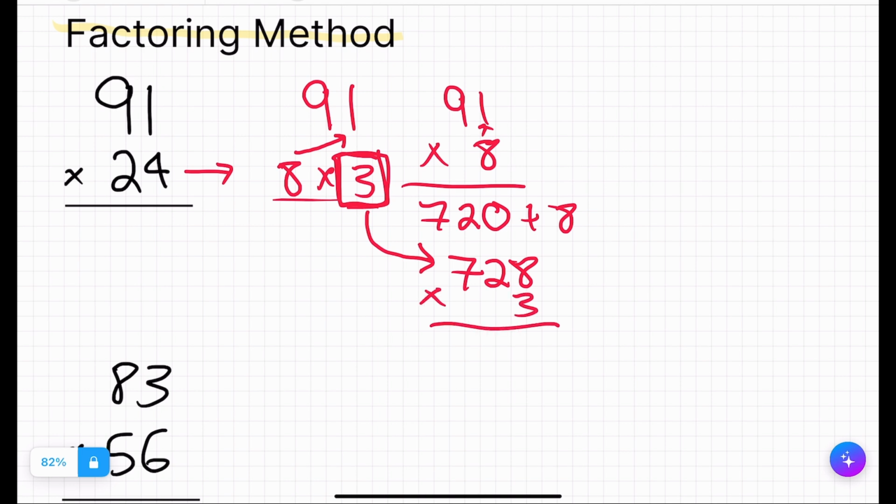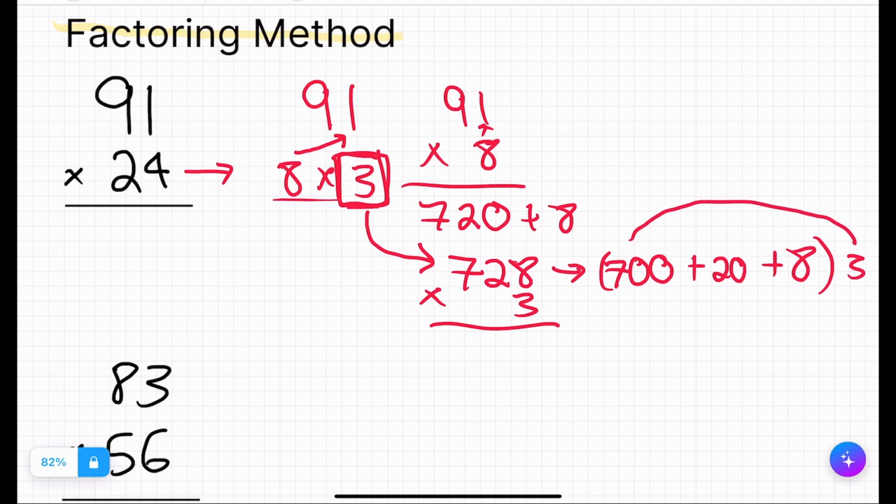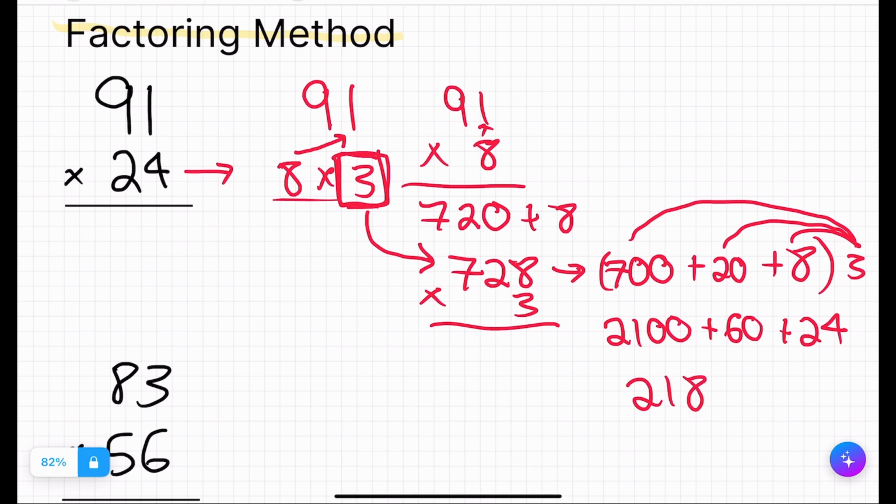Okay, first we'll break this down. We're going to break this down to 700 plus 20 plus 8, and we're going to multiply all those numbers by 3. We're going to multiply 700 by 3 first. Well, 7 times 3 is 21, and we have 2 zeros. Okay, 3 times 20. 3 times 2 is 6, and we have a 0. And finally, 8 times 3 is 24. Now we need to add these numbers together. So 24 plus 60 is 84, and then we add 84 to 2100. So our final answer is 2,184.